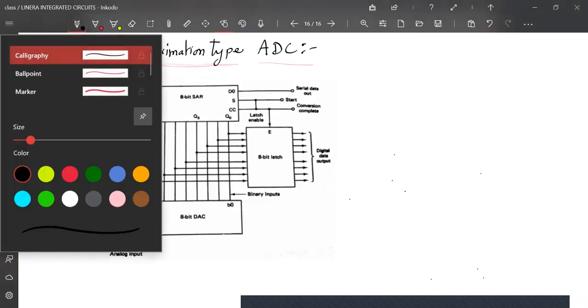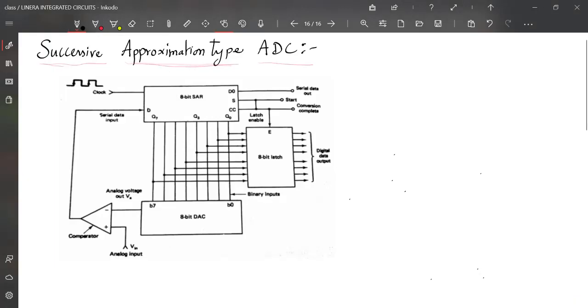On discussing this successive approximation type, let's see the block diagram. This is the block diagram for the successive approximation type analog to digital converter. Here we use comparators, a successive approximation register, and digital to analog converters. The figure shows an 8-bit successive approximation type A to D converter. Here we are going to discuss in detail with an example.